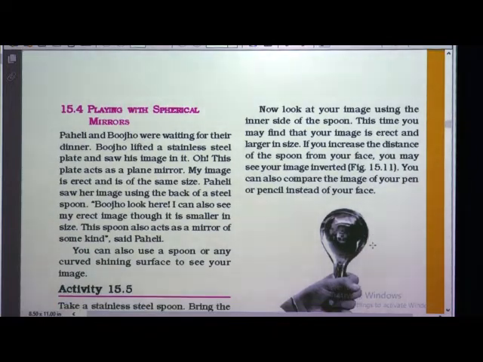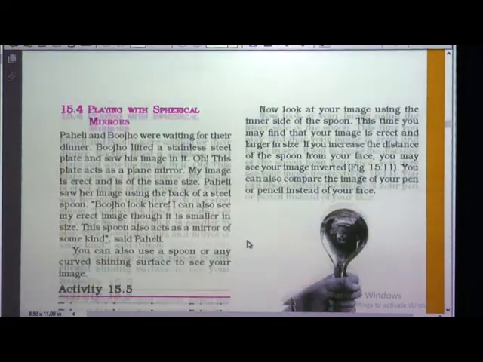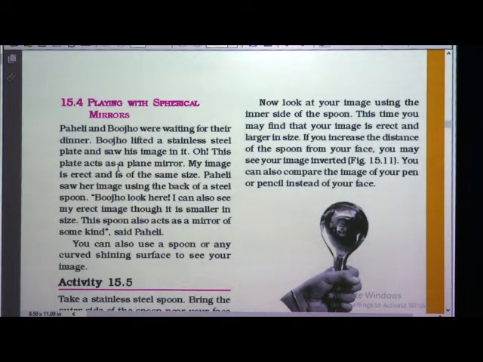The next point is playing with spherical mirrors. In this point we will get our answer. How will we get it? Let us read this activity first and then we will discuss. Playing with spherical mirrors: Paheli and Bhujo were waiting for their dinner.